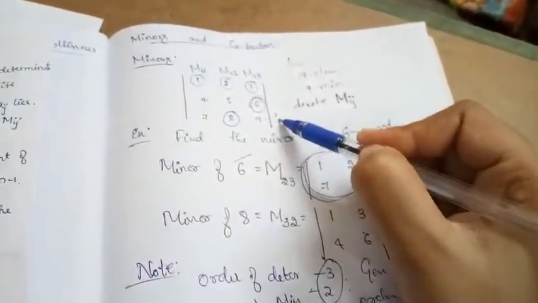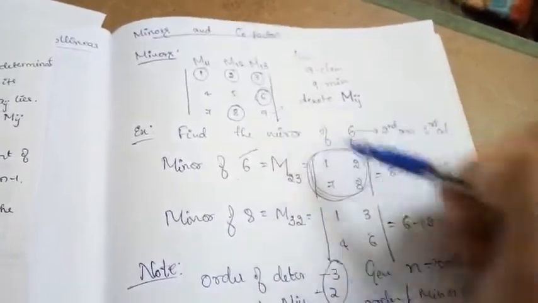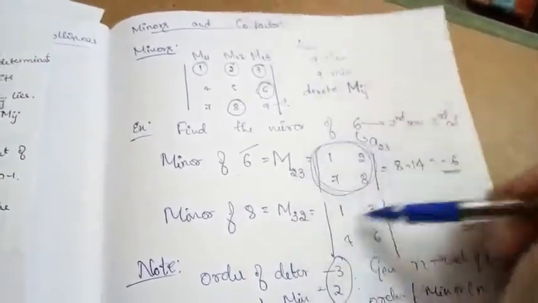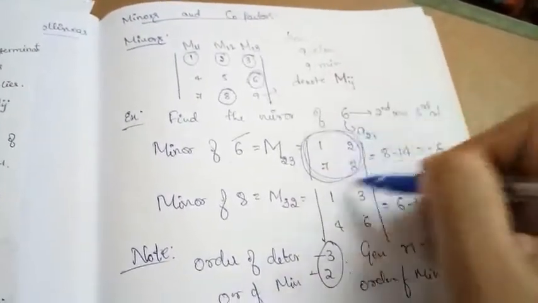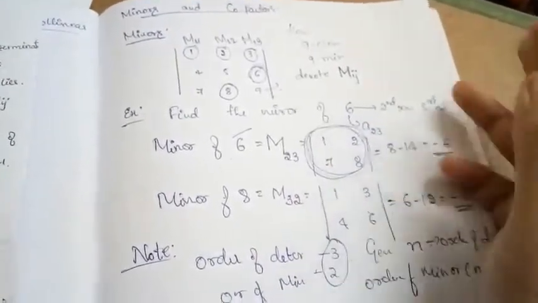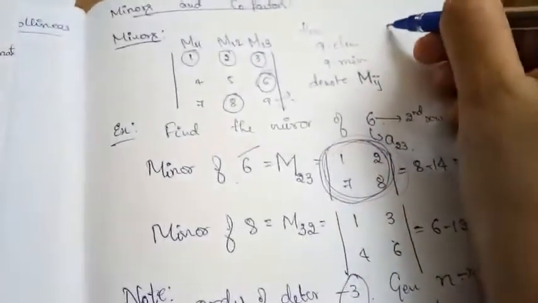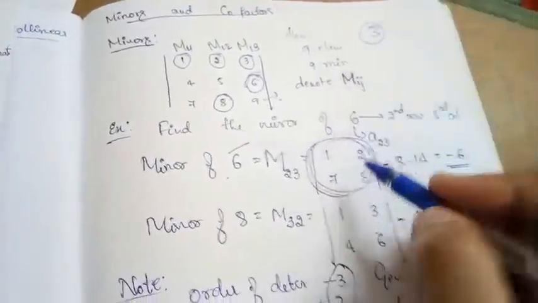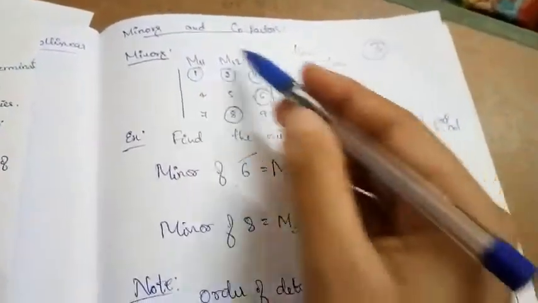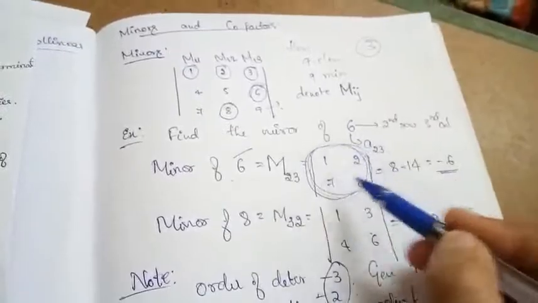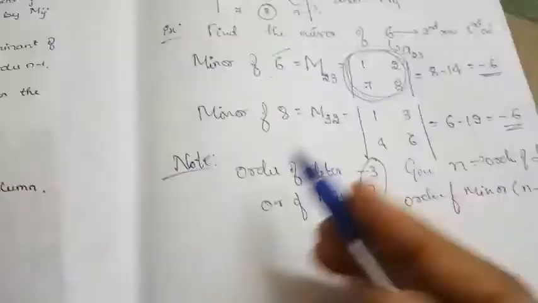If the order of the determinant is 4, then the minor of any element will be of order 3. Here we are not having any 4 because in this chapter we are learning only up to order 3. So if the order of the determinant is 3, the minor is of order 2. This is one of the notes which you need to observe here.